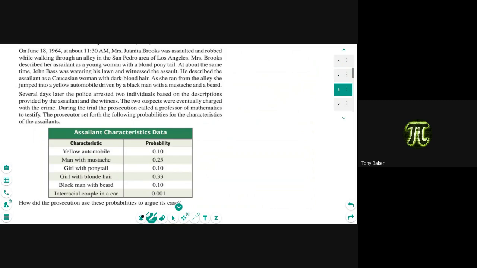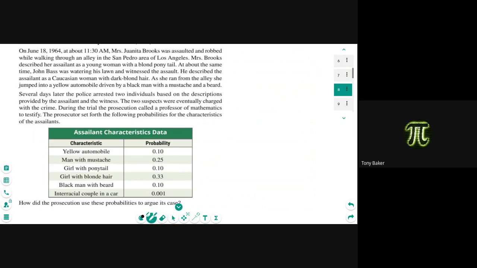So, the probability that it was a yellow automobile is 10%. They probably got that by looking at the DMV records and figured out that only 10% of all the cars that were registered were yellow. After I'm done with this, I'll tell you a funny story. Man with a mustache, 25%. Girl with a ponytail, 10%. Girl with blonde hair, 33%. Black man with a beard, 10%. And an interracial couple in a car, 0.001%. Remember, this is 1964. That did not happen nearly as often as it does today.